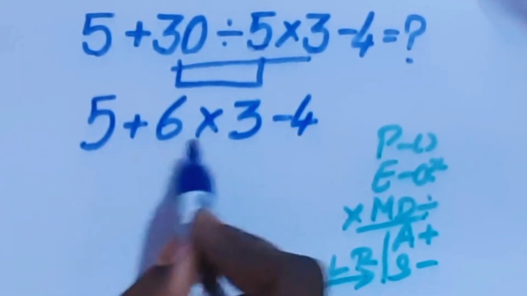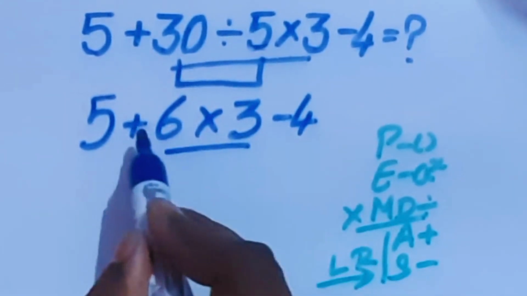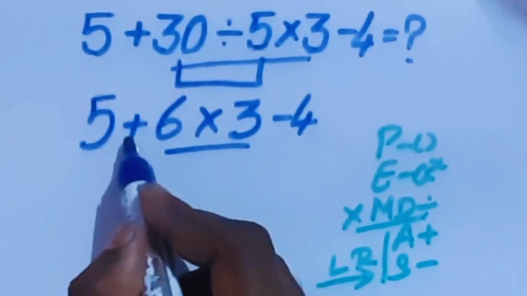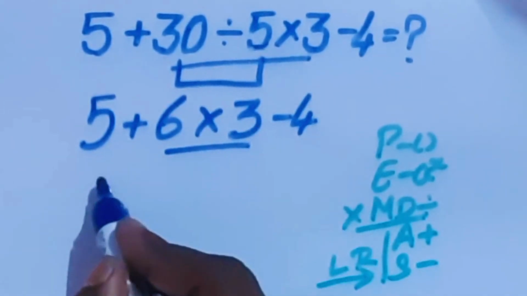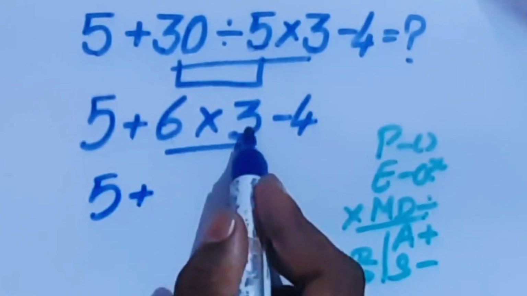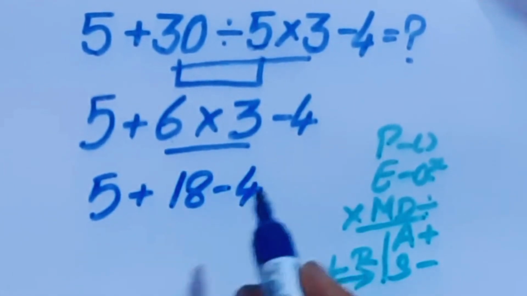Here we have addition, multiplication and subtraction. Multiplication is higher priority than addition and subtraction. So we have to do this multiplication before the addition and subtraction. Here 5 plus 6 times 3 is 18, minus 4.